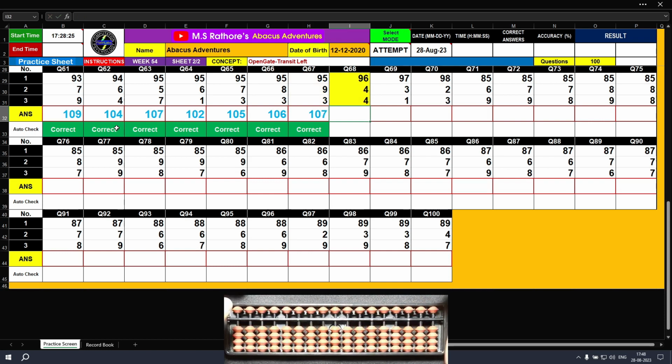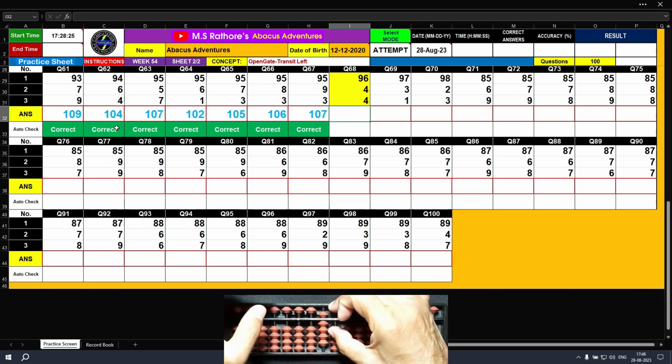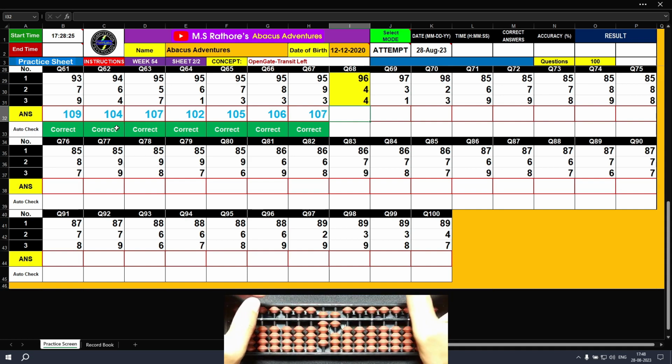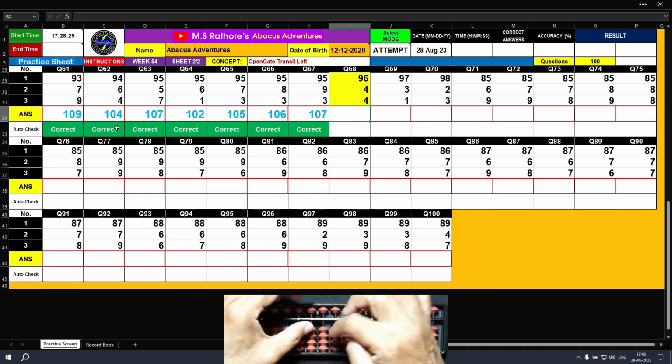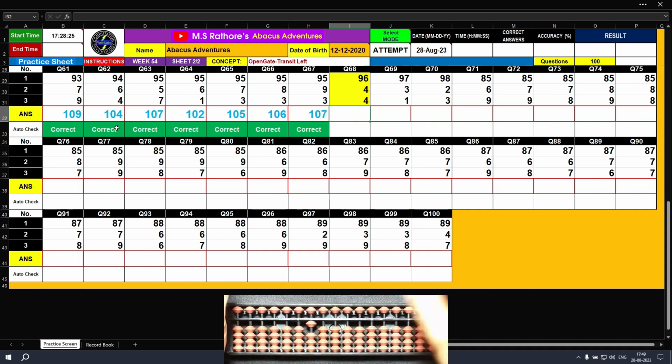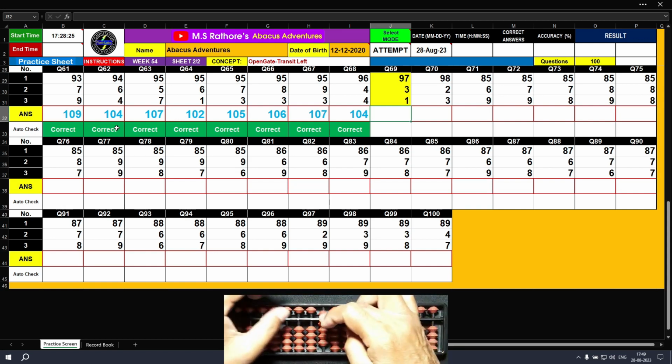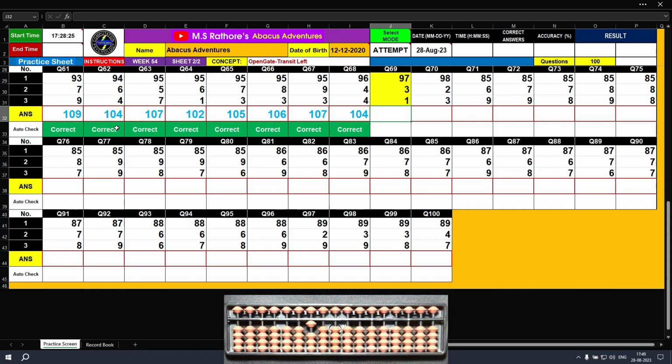Question number 68. Plus 90, plus 6, it's 96. Plus 4 equals minus 6, plus 10, it's 100. Plus 4 directly, it's 104. Question number 69. Plus 90, plus 7, it's 97. Plus 3 equals minus 7, plus 10, it's 100. Plus 1, it's 101.